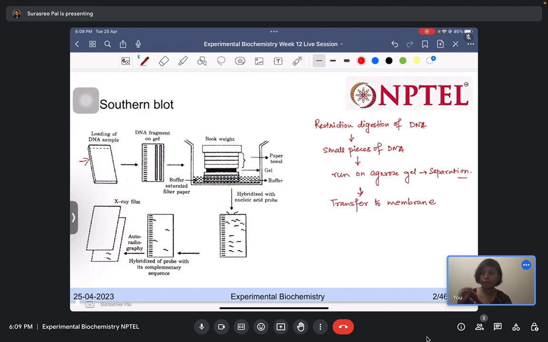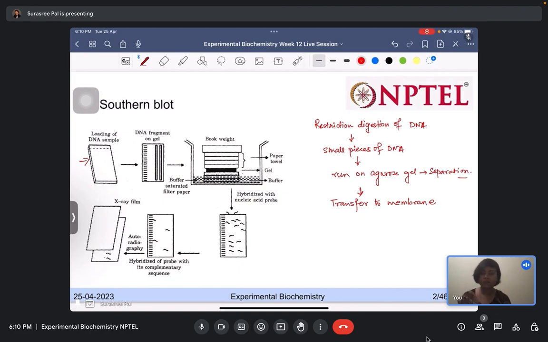these macromolecules are transferred from the gel to the membrane, because the membrane is a better support, and the gel is usually fragile. So we transfer the fragments onto a membrane, and then on the membrane we allow several treatments so that the probe DNA can hybridize with the DNA of our interest, and then finally can be visualized. So this part is transfer to the membrane.